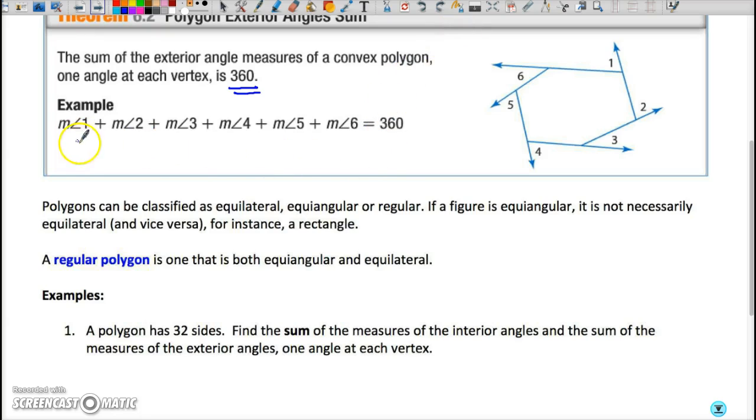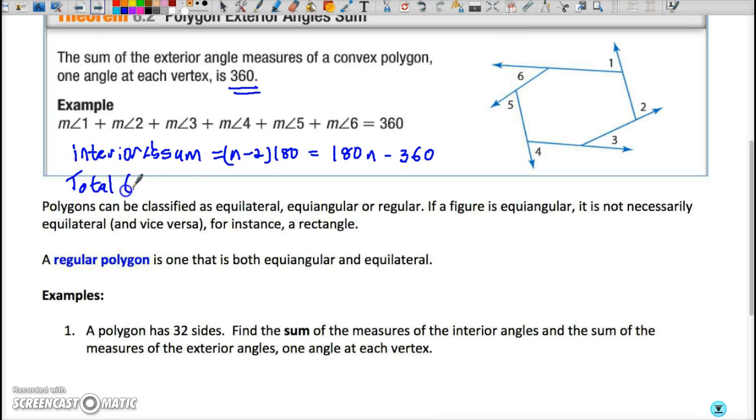And so if we want the interior angles, we know that the interior angles sum is going to be n minus 2 times 180, which if we distribute out gives us 180n minus 360. What we can do is figure out that if we want the total sum of both the interior and the exterior angles of a polygon, this would be 180n.